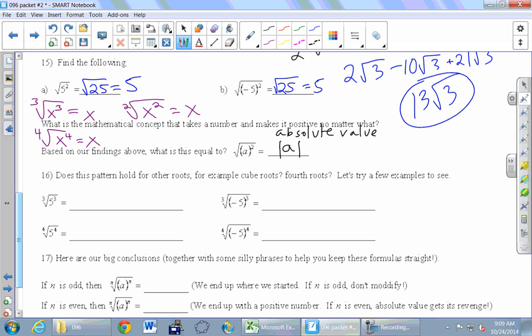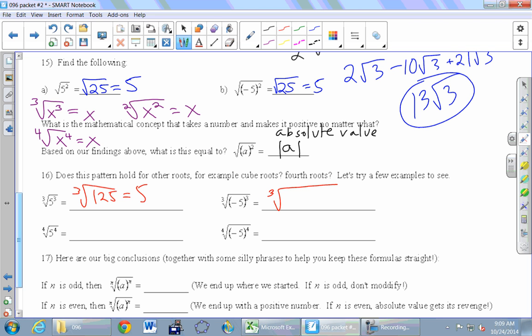Okay, so let's look at 16 and see if we can really identify when we have to deal with this messy absolute value idea. Cube root of 5 cubed. Let's actually do 5 cubed. If you don't know it, our perfect cubes are over here in green. How much is 5 cubed? 125. So this is the cube root of 125, and the cube root of 125 is 5. That seems perfectly good. Let's see what happens on the negative side of things.